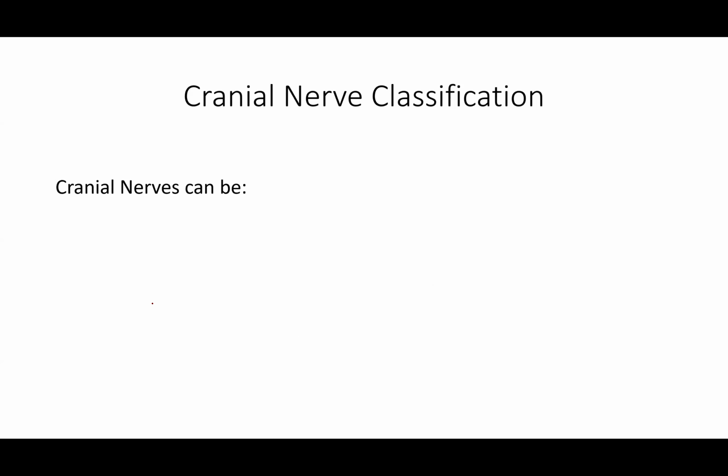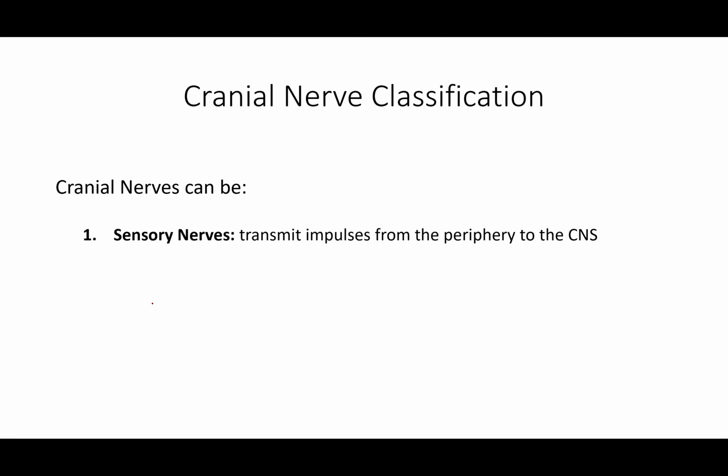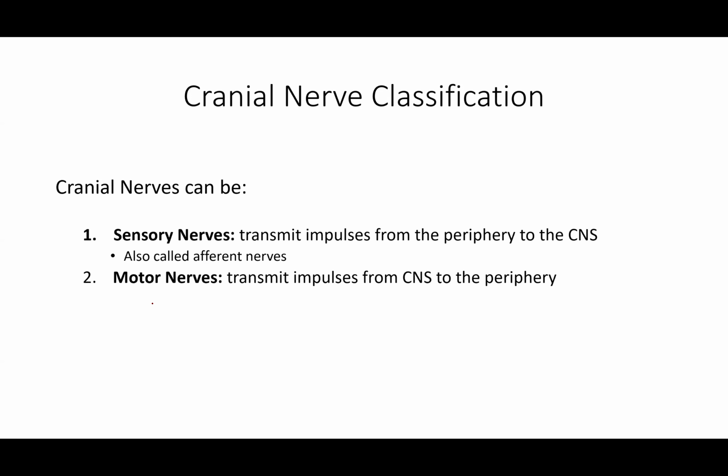So we can classify cranial nerves in a couple different ways. They can be sensory nerves, which are involved in transmitting impulses from the periphery to the central nervous system. So from the outside in. We also would call these afferent nerves. We can also classify them as motor nerves, which transmit impulses from the central nervous system out to the periphery. This can also be referred to as efferent nerves. So efferent is out, afferent is in.